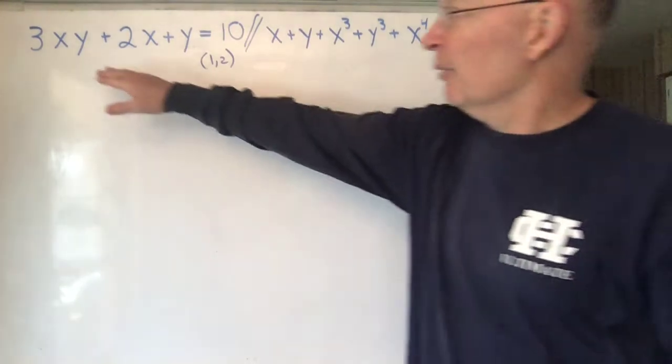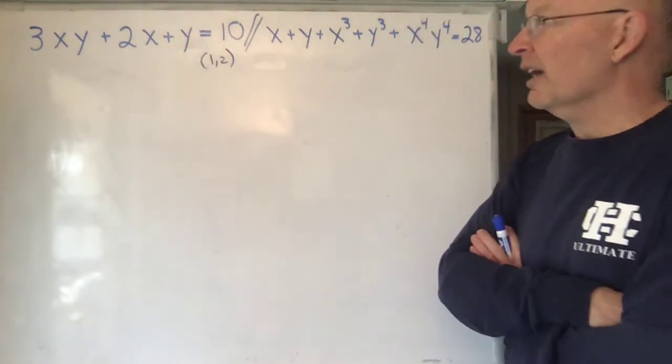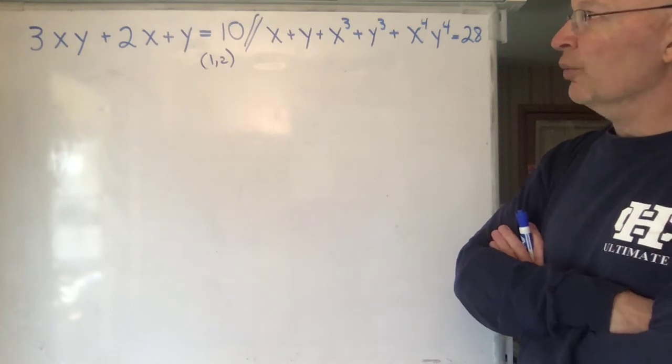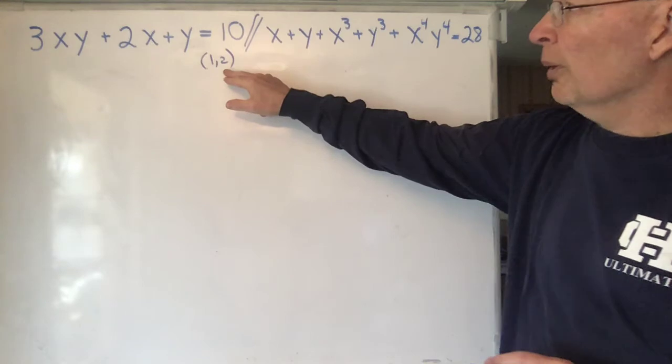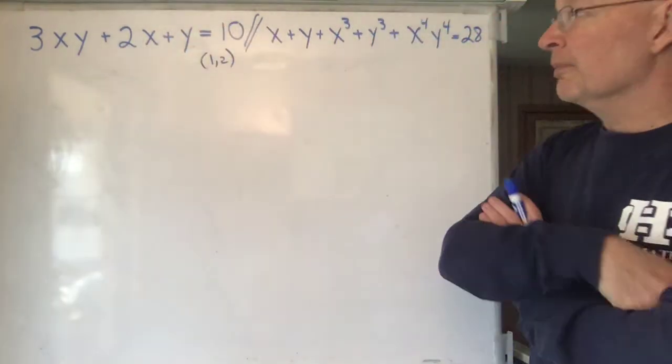So let's first begin with this equation right here. It's an equation involving x's and y's. If we were to graph it, we would find all the points on the xy plane that make that statement true. Notice that (1, 2) is one place where it's true. Put in 1 for x and 2 for y, you get a 10 out.